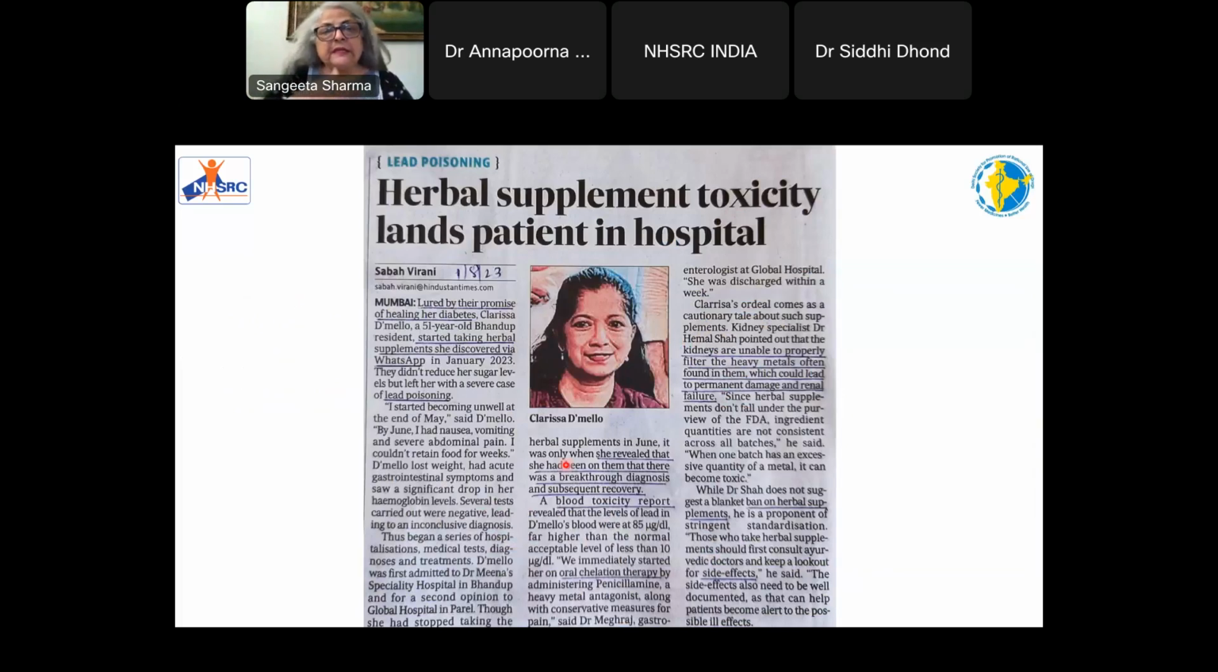Recently there was a news article, this is very recent, 1st August, where a patient died of herbal supplement toxicity because there was lead content in that herbal supplement. The patient was thinking that it would help her sugar level, she was taking this supplement and it caused toxicity. So please be careful, caution the patient on these supplements.